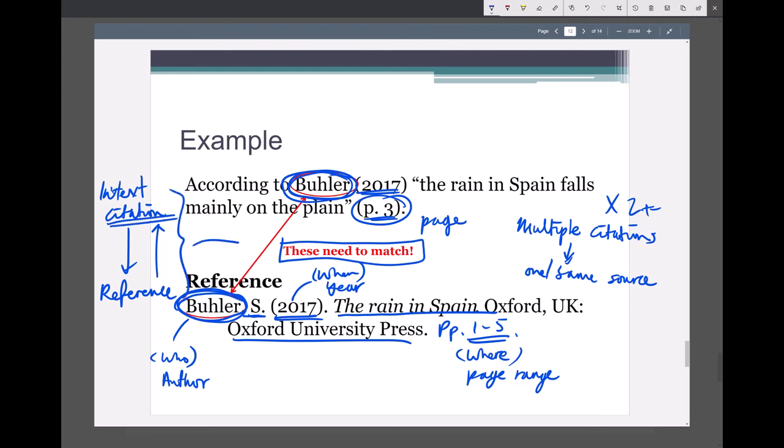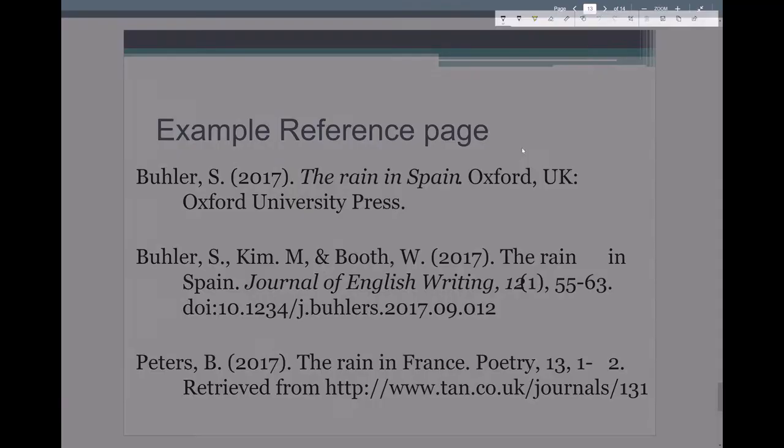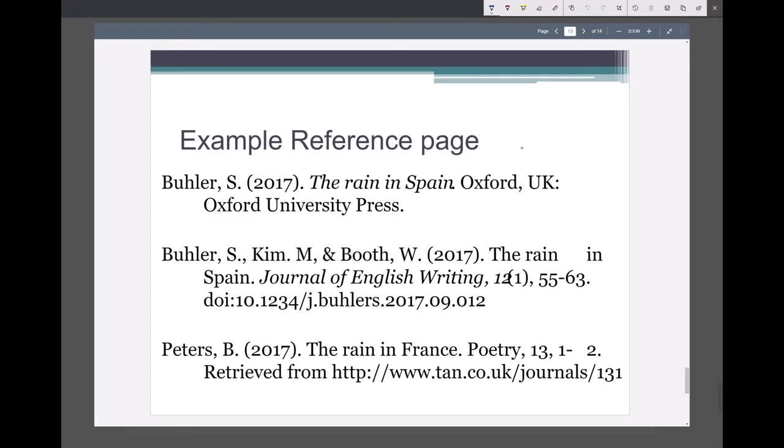Okay, so here is a sample reference page. Here we have 3 different sources. 1, 2, 3.